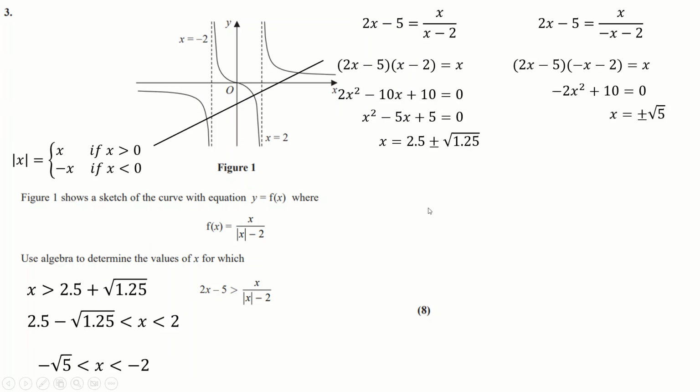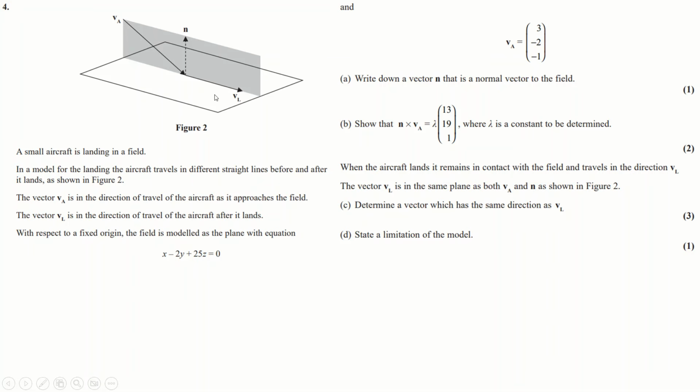I think this is one of those questions that you hope to get, because as long as you know how to do this, it's a bit of work, but it's very straightforward and nice. Got some vectors here, so we've got an equation of a plane, which I believe is the ground. We've got a plane going in via this vector and then landing via this vector. And this is the plane that's the ground, like I said.